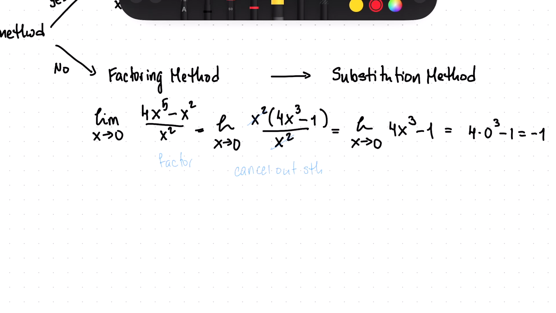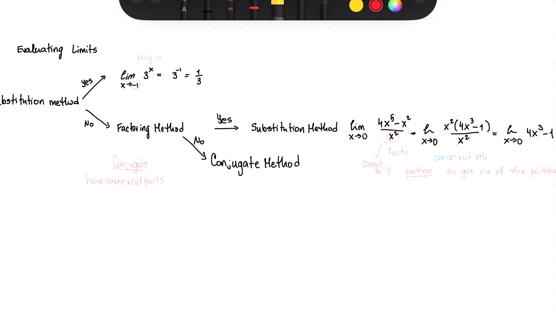So to recap, we had a problem that the denominator cannot be 0. So now we know that the problem area is the 0 on the bottom. We need to get rid of that problem, and we did that by factoring. What happens if we cannot use the substitution method and also we cannot use the factoring method? Then our third method that we will learn today is the conjugate method.